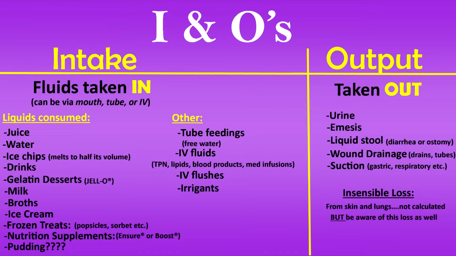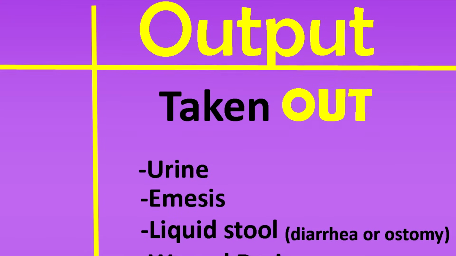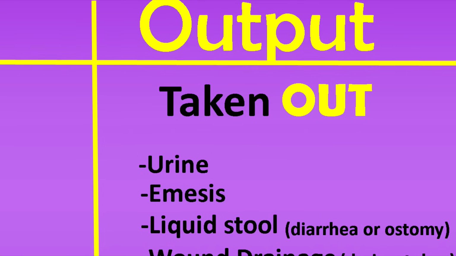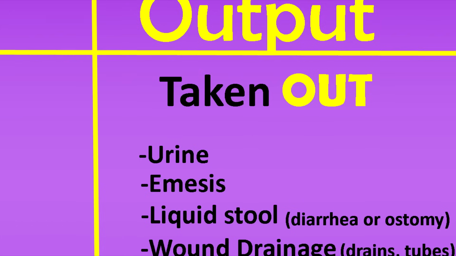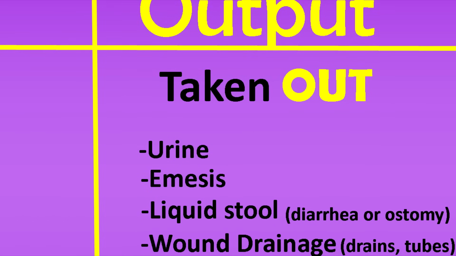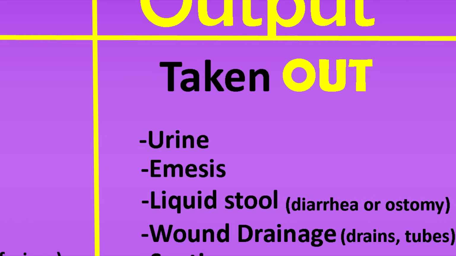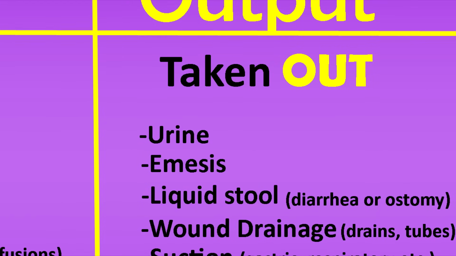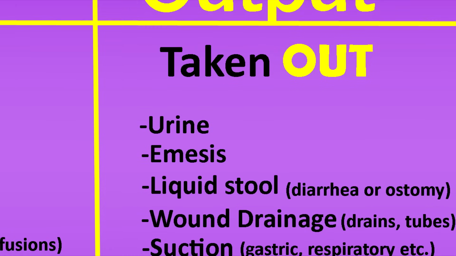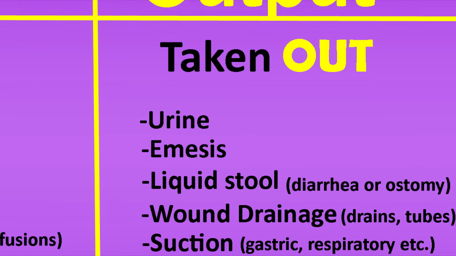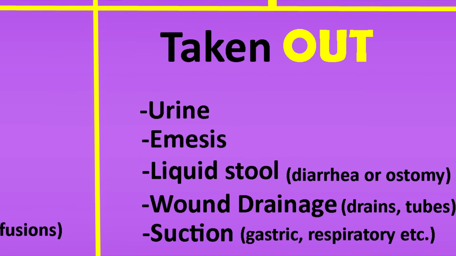Now let's talk about output. This is anything that's taken out of the body, that leaves the body. A majority of your calculation for output will be urine. It also includes things like emesis, vomit, liquid stool like diarrhea, or from an ostomy bag, especially in ileostomies since those stools tend to be a lot more liquid. Any wound drainage that you can measure, like in a drain, a wound bag, JP drain, a tube, chest tube, anything like that. Suction, that you can suction from the respiratory system, gastric system, you'll want to include.